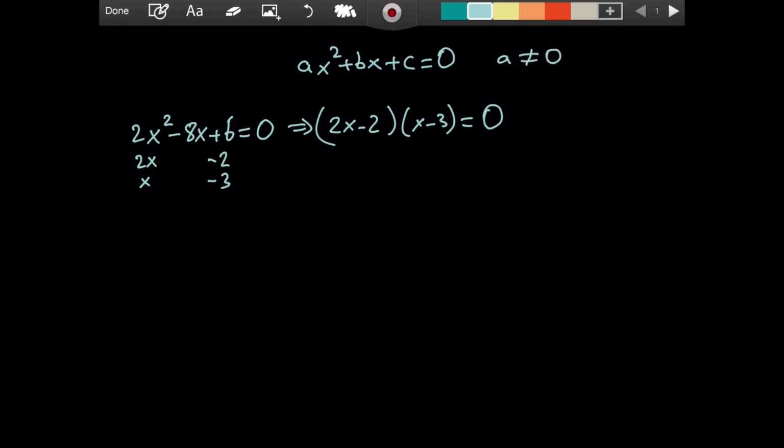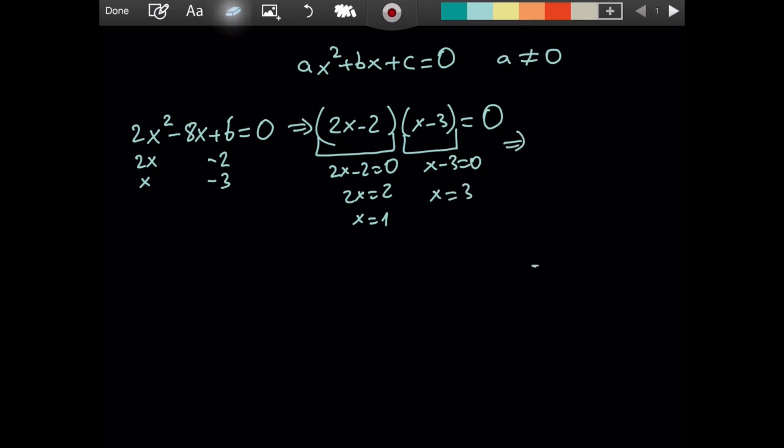And this means that first we want to set this part equal to 0. So 2x minus 2 is equal to 0, 2x is equal to 2, x is equal to 1. That's one solution. The other solution comes from the other factor. X minus 3 is equal to 0, so x is equal to 3. Hence, the two solutions for our given quadratic equation are x is equal to 1 or x is equal to 3. Cool, this is all good.